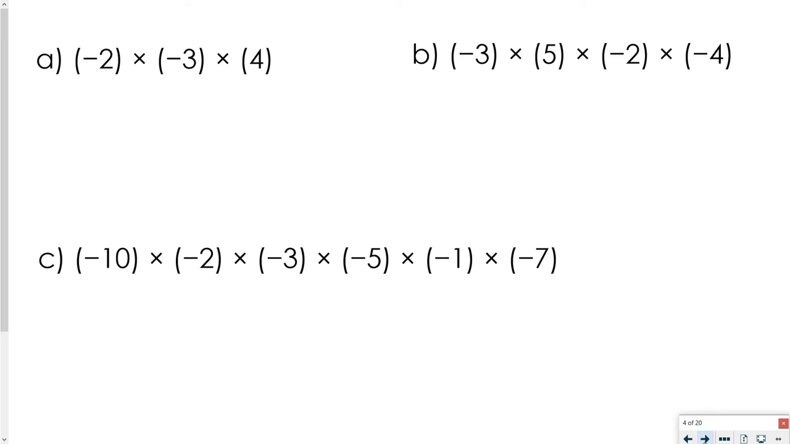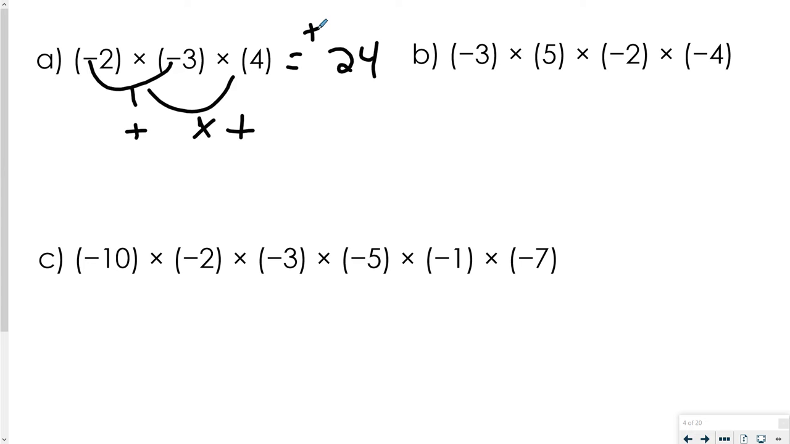Okay, now this also holds true when there's more than one integer that you're multiplying. So again, same thing. 2 times 3 is 6, times 4 is 24. But the question is, is my answer going to be negative or positive? Well, when I do this, I just start at the beginning and work towards the end. So negative 2 and negative 3, those are both negatives, right? So that becomes a positive times a positive. A positive times a positive will always give me a positive answer.